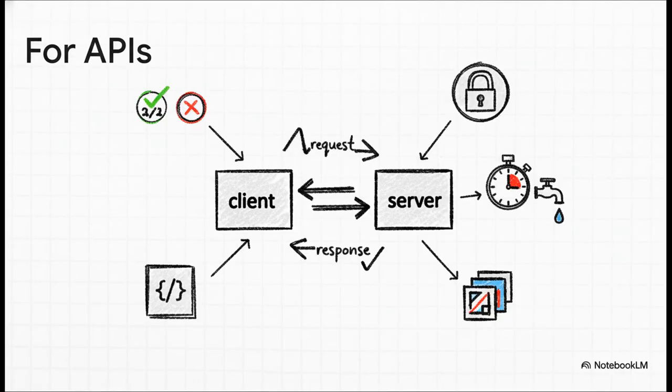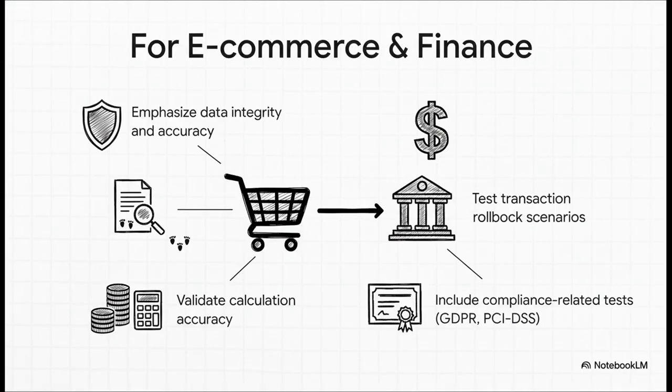And the same idea works for API testing. Here, you can tailor the prompt to validate endpoints for all your CRUD operations. That's create, read, update, and delete, and have it test different HTTP status codes and make sure the schemas are solid. This is where it gets really powerful, especially for high-stakes stuff. For financial or e-commerce apps, you can tell the AI to really focus on data integrity, audit trails, and those super important compliance areas like GDPR or PCI DSS.